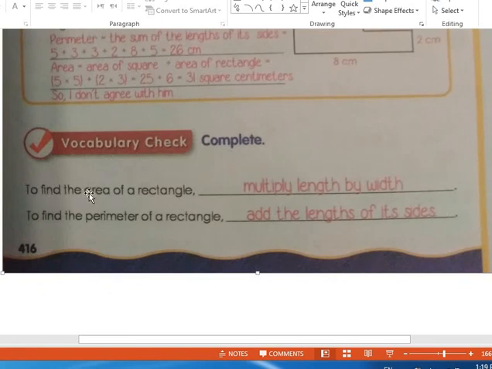To find the area of a rectangle, multiply length by width. To find the perimeter of the rectangle, add the lengths of each side.